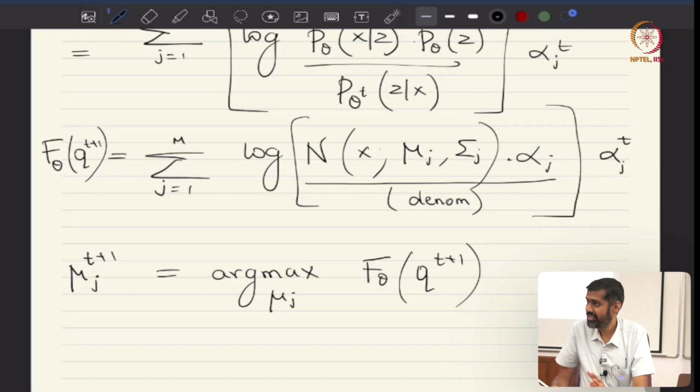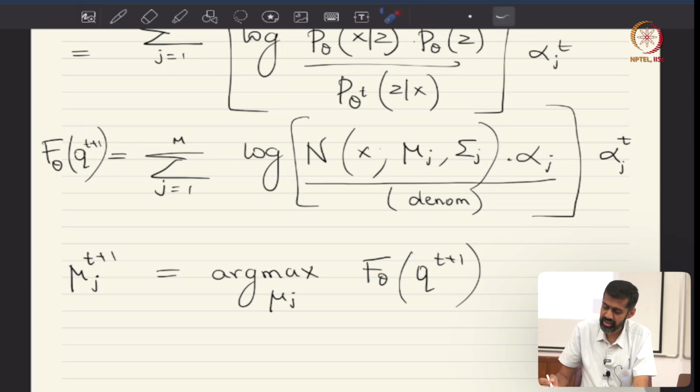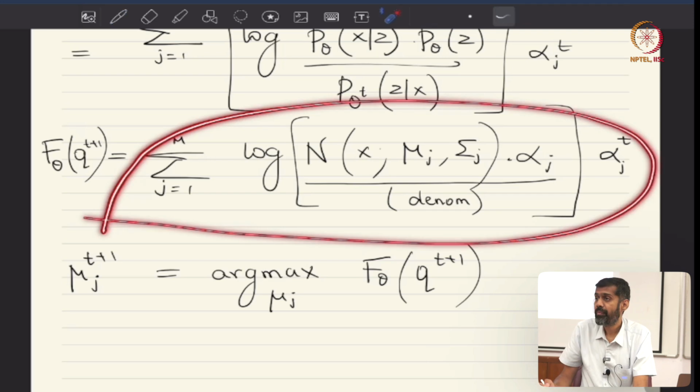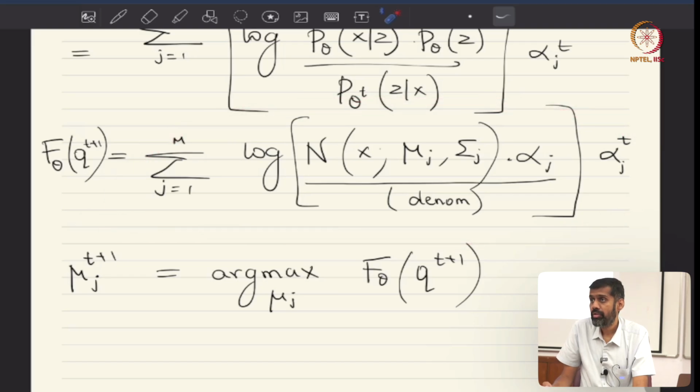Will you please do this? I want you to complete the algebra. What is to be done is that you will have to differentiate this entire thing with respect to mu j. So this thing now will become a function of mu jt, sigma jt, alpha jt and so on, which you have access to, and you do the same thing for sigma, you do the same thing for alphas.